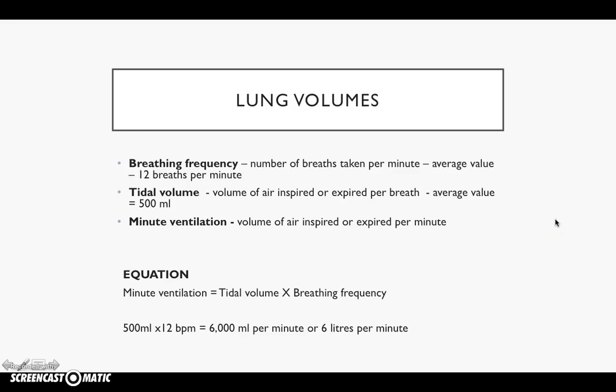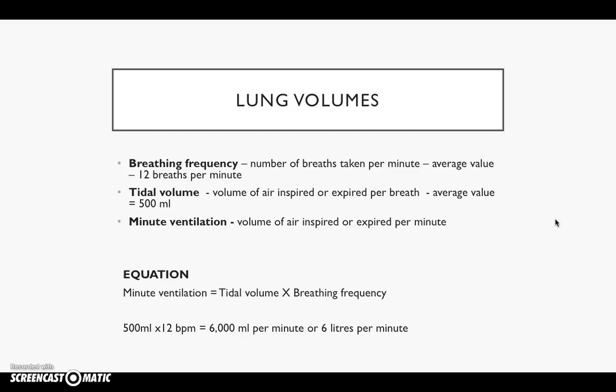Right, okay, so breathing frequency, what is it? It's the number of breaths taken per minute. The average value for this is 12 breaths per minute. That is for an untrained athlete, okay? So breathing frequency, how many times we breathe in a minute. That's what we need to get down for that.